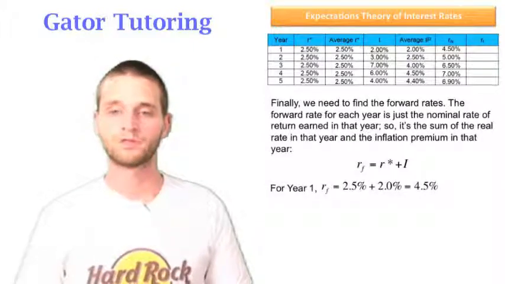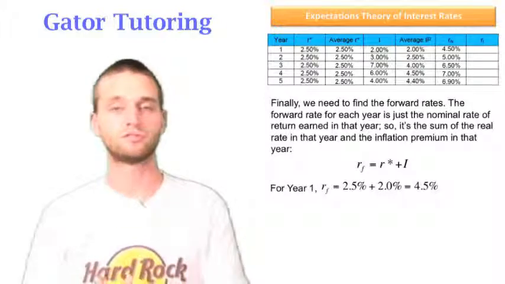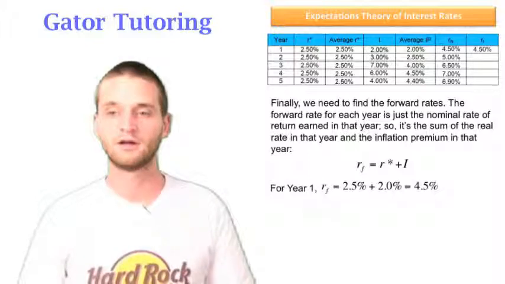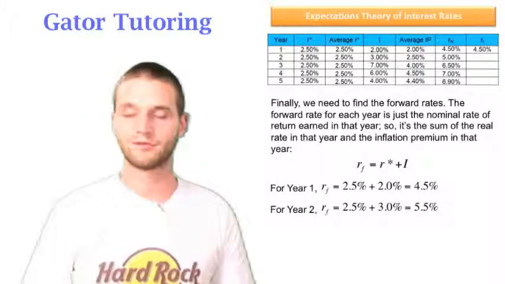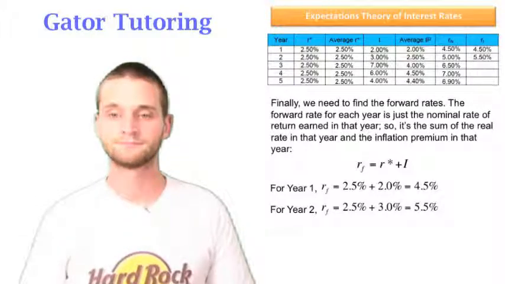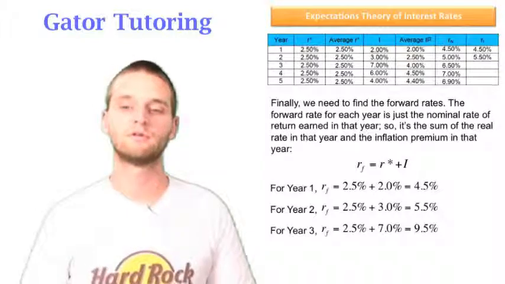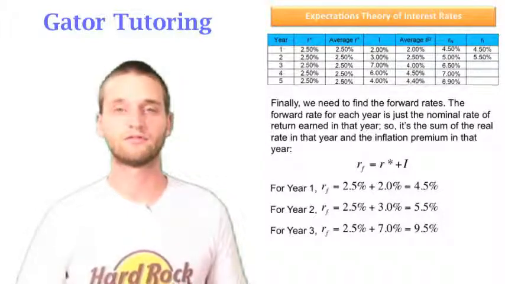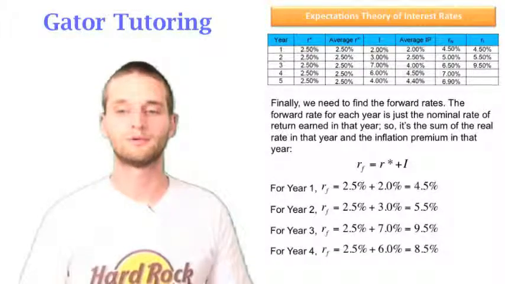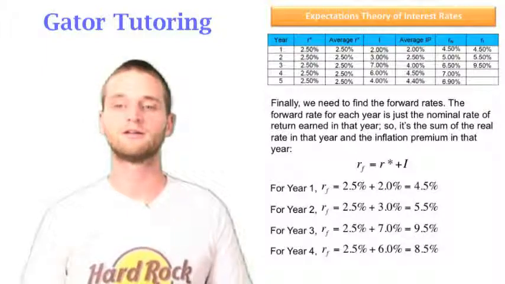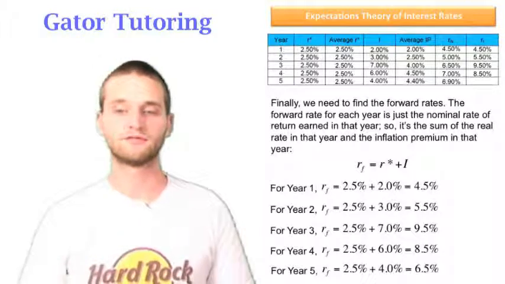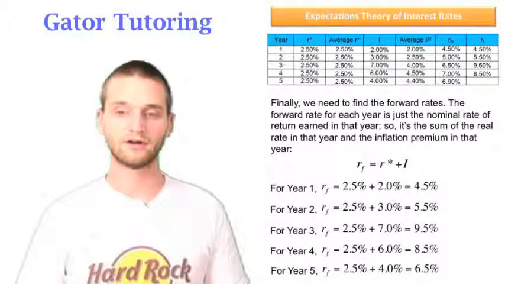For year 1, the forward rate is equal to the real rate of 2.5% plus the inflation of 2%, that gives us 4.5%. In year 2, the real was 2.5, the inflation was 3, that gives us a forward rate of 5.5%. In year 3, the real was 2.5, the inflation was 7%, that gives us a forward rate of 9.5%. In year 4, the real was 2.5, the inflation was 6%, that gives us a forward rate of 8.5%. And finally, we add 2.5 to 4% to get a forward rate in year 5 of 6.5%.